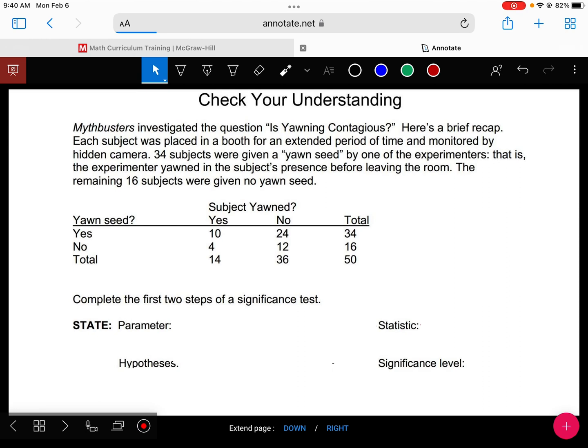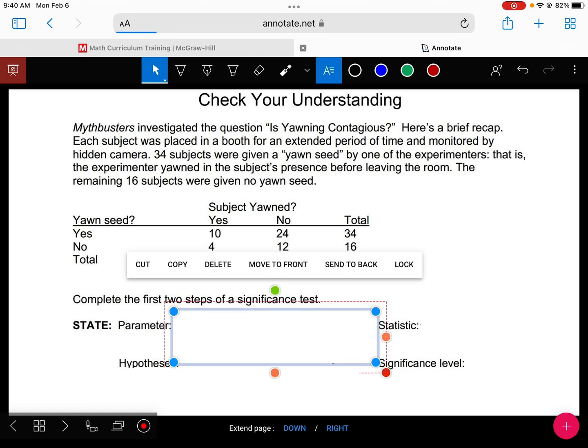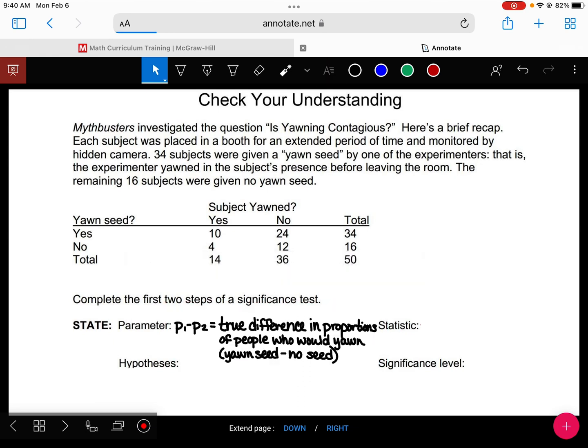What is the parameter here? What are we trying to find? Yes, and the way we would define that is P1 minus P2. So we're going to name it P1 minus P2, and that is the true difference in proportion of people who would yawn. And then you have to give me the direction that you're doing. So yawn seed minus no yawn seed. Tell me what P1 and P2 are that you're subtracting.